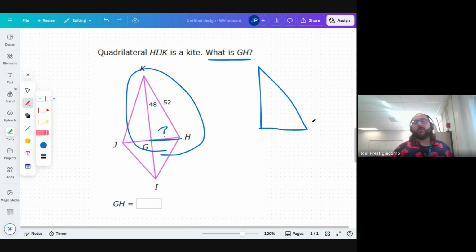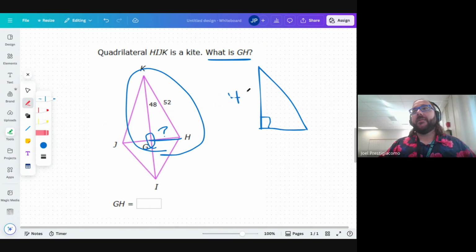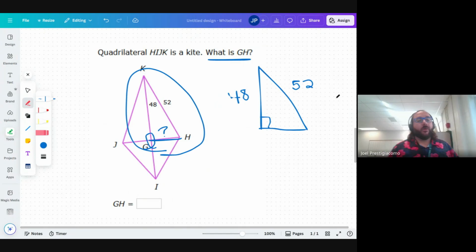Now, that wouldn't be that useful if it wasn't for one of the properties of a kite. And one of those properties is that it's going to have right angles where the diagonals meet. So right around where G is, they're all right angles. So we know that this is a right angle. Now, you may say, well, what does that mean? Well, right angles in a triangle, and we've learned this before, mean that one property called the Pythagorean theorem can follow along with it.